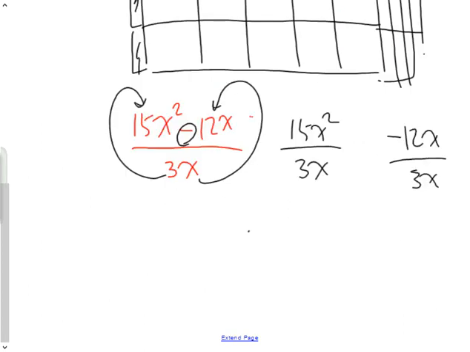So 15x squared is really 15 multiplied by x multiplied by x. And 3x is really 3 multiplied by x.